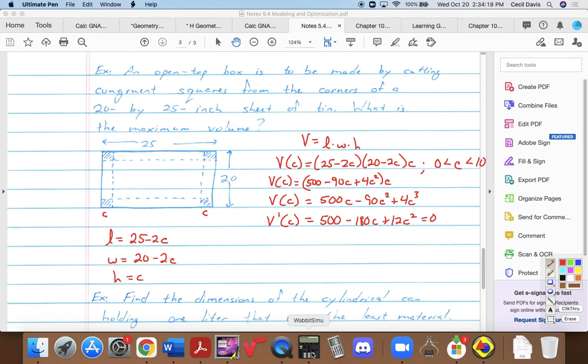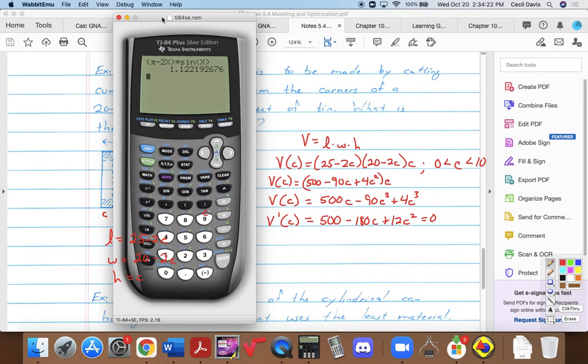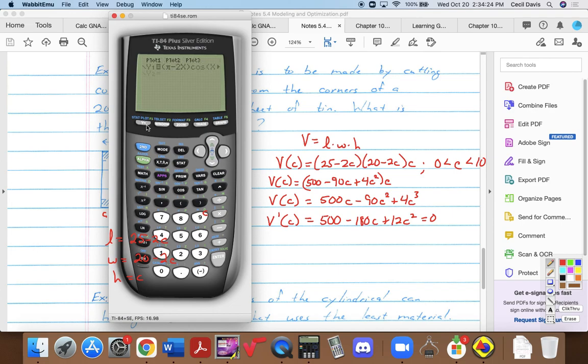And in the interest of time, let's just use a calculator to figure out what those are. 500 minus 180C plus 12C squared. And for my window, I'm going to go from 0 to 10. And graph.